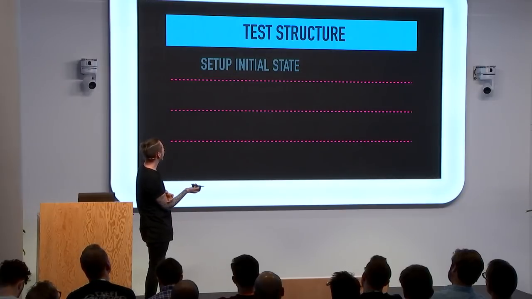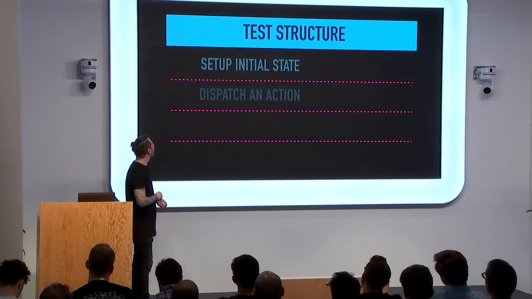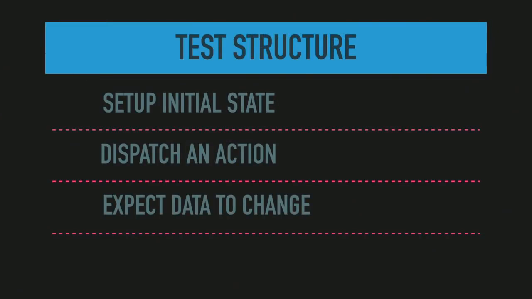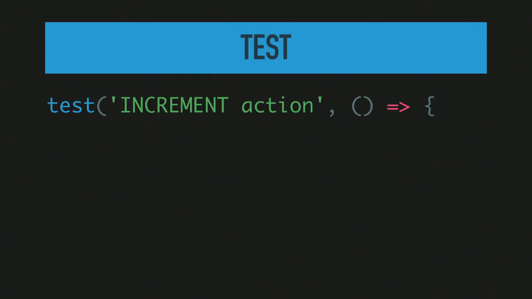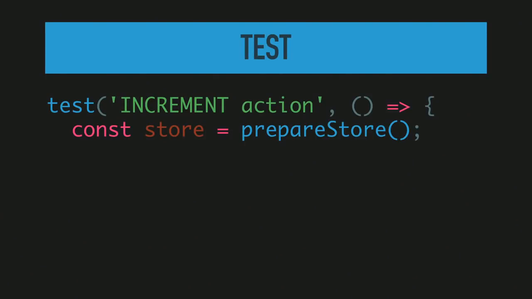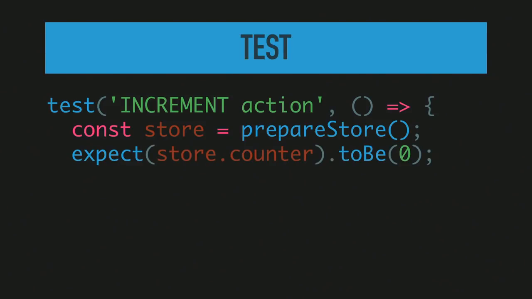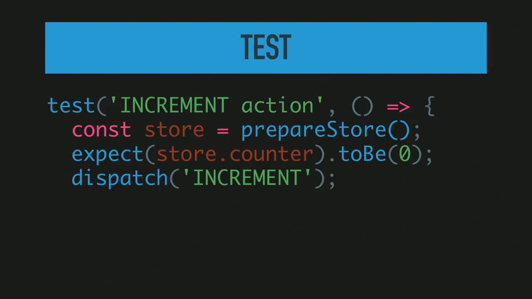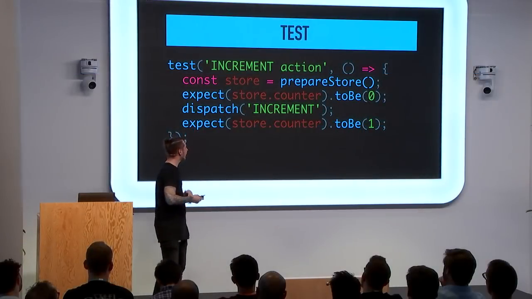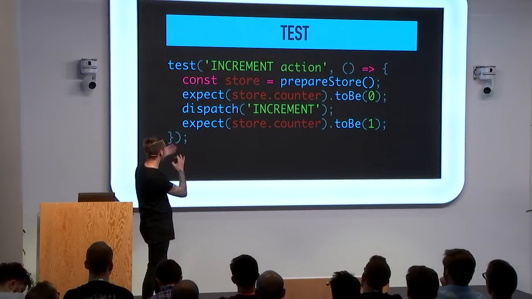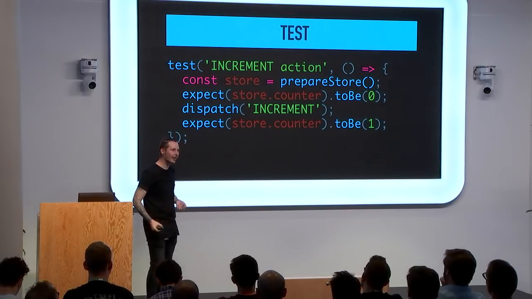So the test structure will be: set up initial state. You create a store, then you dispatch an action, and you expect data to change. Pretty straightforward. This is how it looks in the code. You have test, increment, action. You have a store that you prepare. This is your first step, prepare, set up state. Then you just do a sanity check that the counter initial is actually 0. Then you dispatch the action and expect the store counter to change to 1. And this actually looks like a scenario-based test, because it does exactly what it says. I have a store, I increment counter, I expect the counter to be 1.